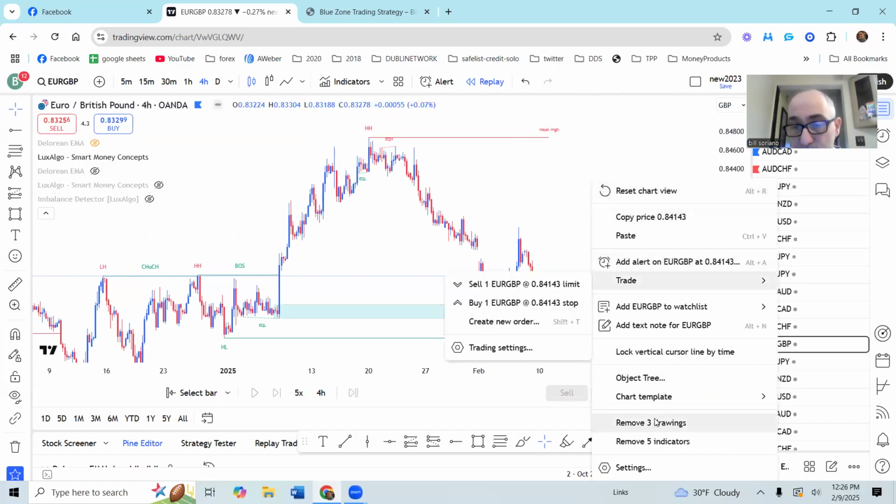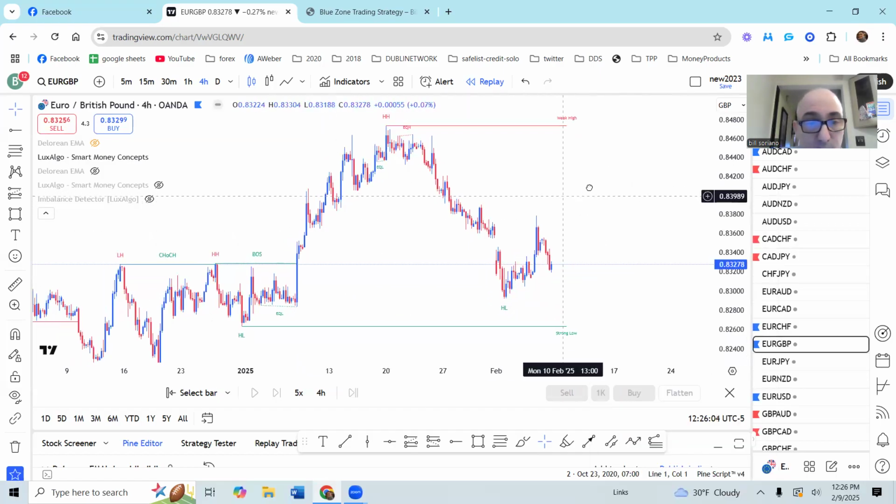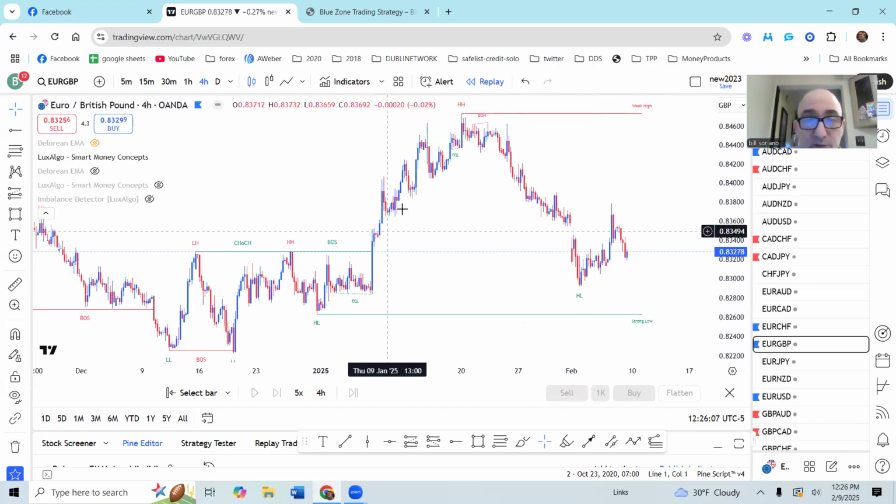So let me just remove my drawings. I thought I had the drawings removed here. Looking at the market structure, you can see our last move up is bullish here. The indicator is giving us this breakup structure, all this stuff here. We have this giant impulse candle here, and we have all this imbalance, right? In here, this is our indecisive candle with the wicks here, right?